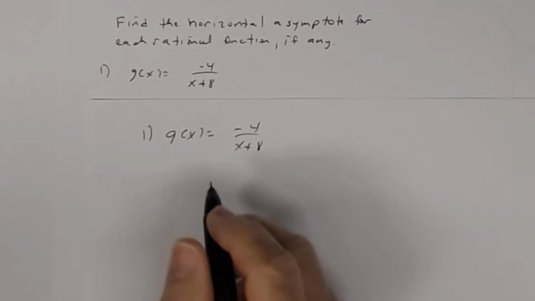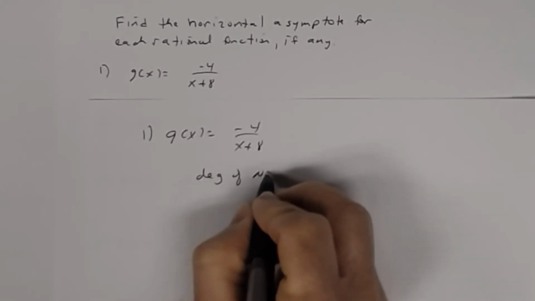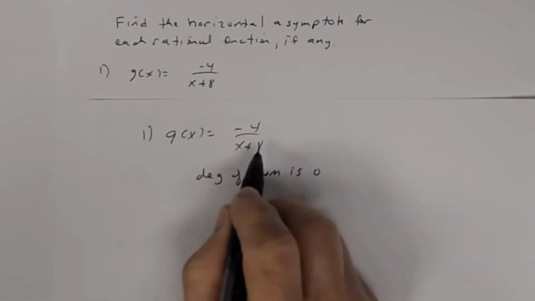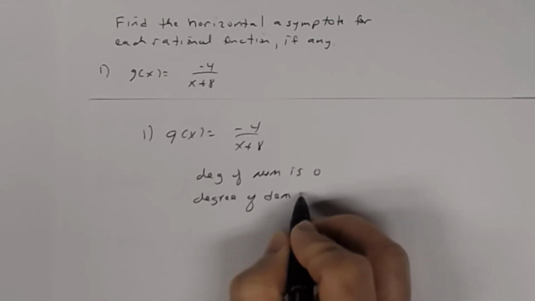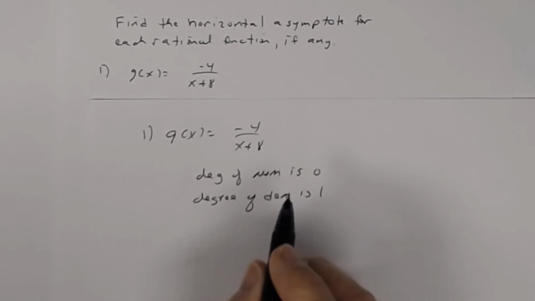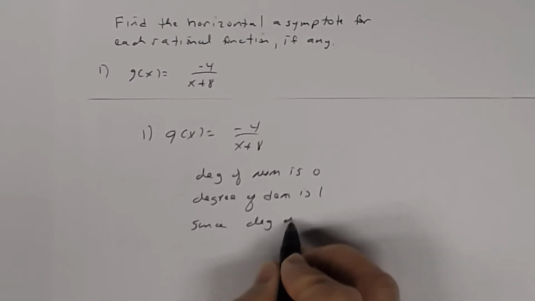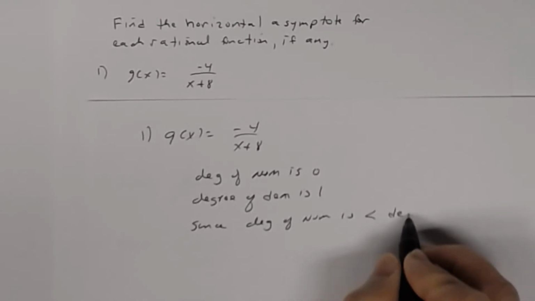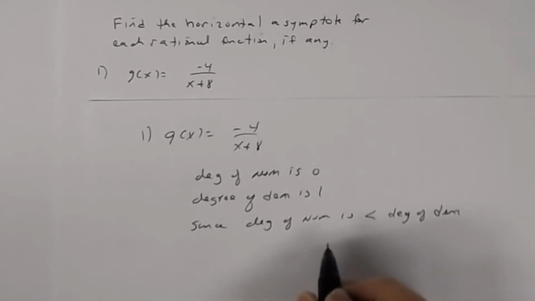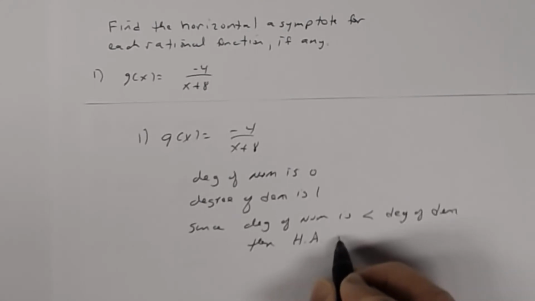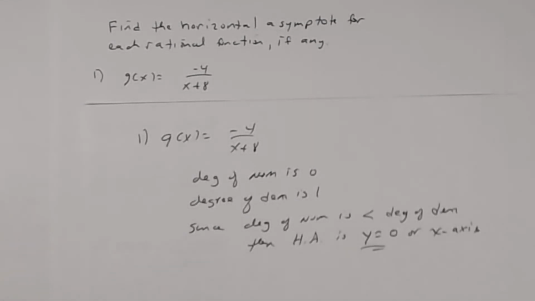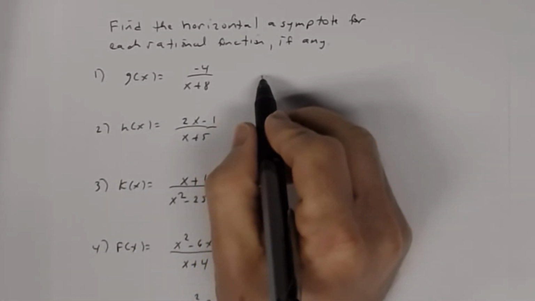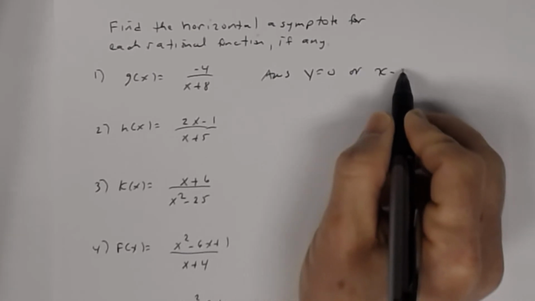You ask yourself, what's the degree of the numerator? The degree of the numerator is 0, because that's a constant. The degree of a constant is 0. The degree of the denominator is 1, the x to the first. Since the degree of the numerator is less than the degree of the denominator, then the horizontal asymptote is y equals 0, or the x-axis. Now, if it says write the horizontal asymptote as an equation, you must say y equals 0. If it doesn't say that, then you can say the x-axis. So you can say y equals 0 or the x-axis.